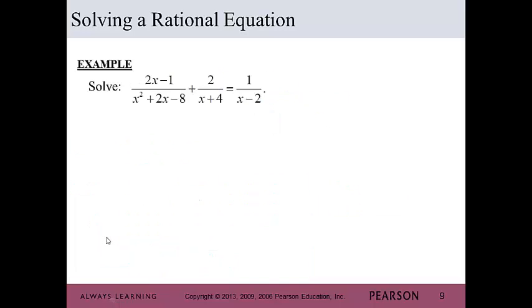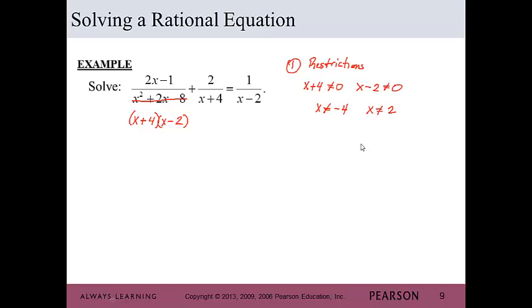Okay, another example. So, the first thing we need to do is go ahead and factor this. So let's factor this. This comes out to be x plus 4 times x minus 2. Now let's list our restrictions. So we're going to say x plus 4 cannot equal 0, and we're going to say x minus 2 cannot equal 0. Which means x cannot equal negative 4, and x cannot equal positive 2.